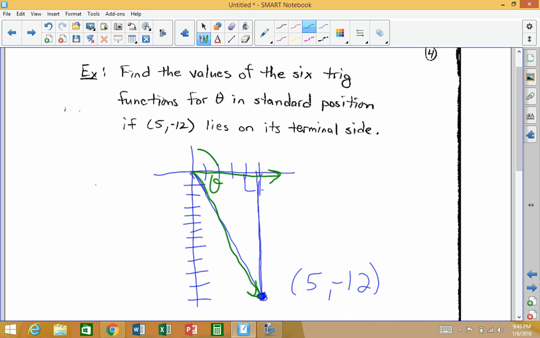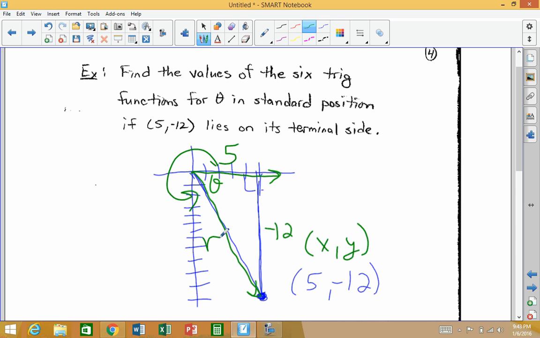Or you could say theta's out here. We usually put it inside, but they end at the same place, so they're going to be the same angle, no matter whether it's positive or negative. So there's our theta. We have x, we have y. We just need to know this hypotenuse, okay? So x is 5, y is -12. We need to know the hypotenuse.